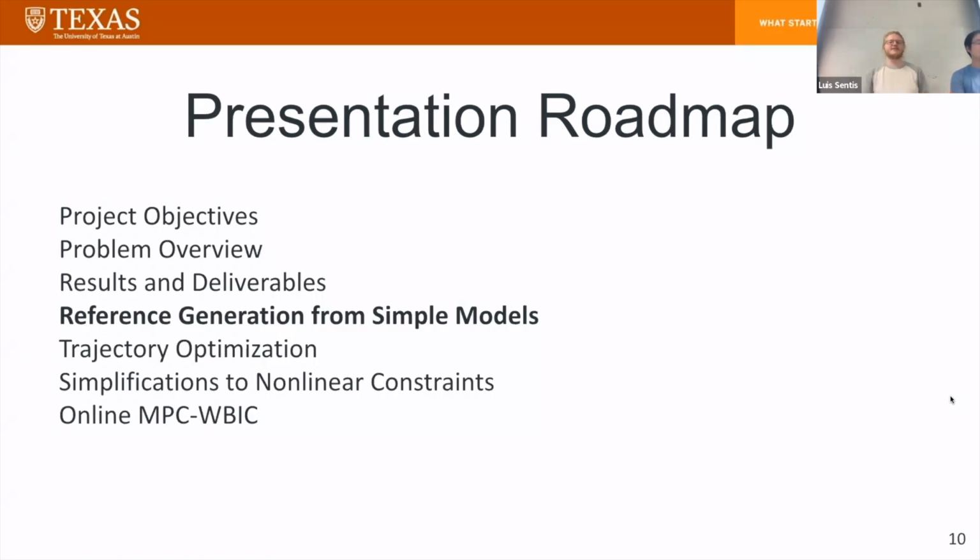So that's the general overall results. Melissa's going to talk about our reference generation. Okay.